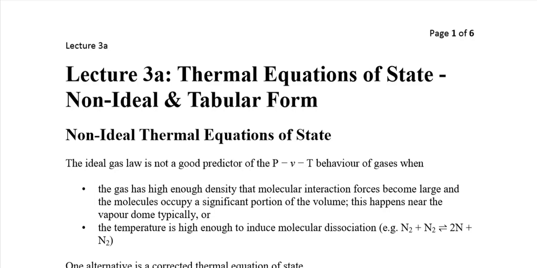But the ideal gas law itself is not a good predictor of PVT behavior for gases at high enough density. When we have gases at high density, there are molecular interaction forces between them, so the behavior between pressure and volume is definitely not the same, deviating from Boyle's law. This normally happens near the vapor dome.